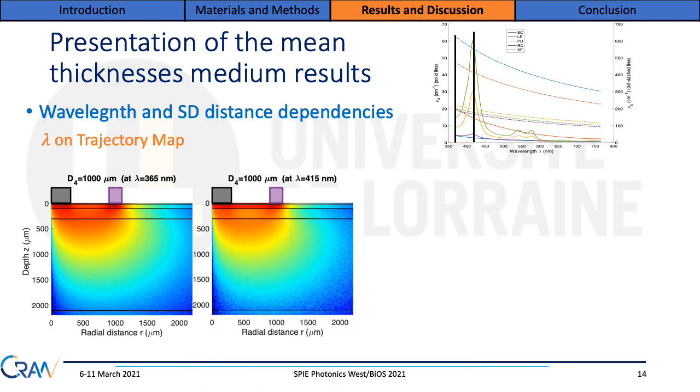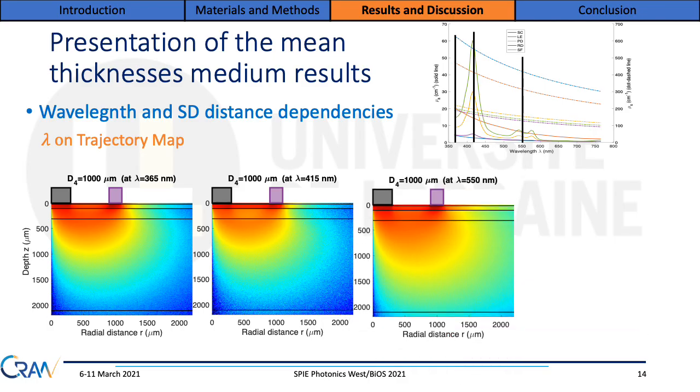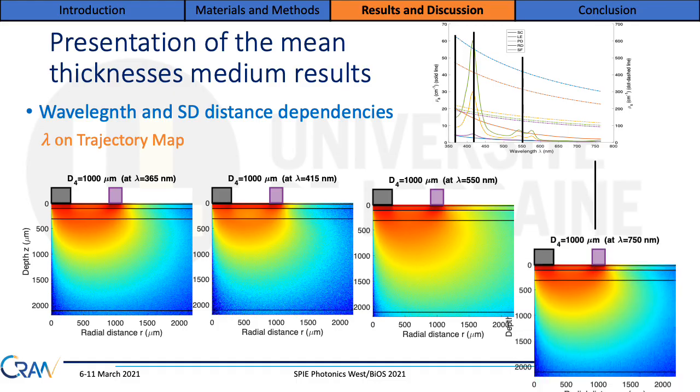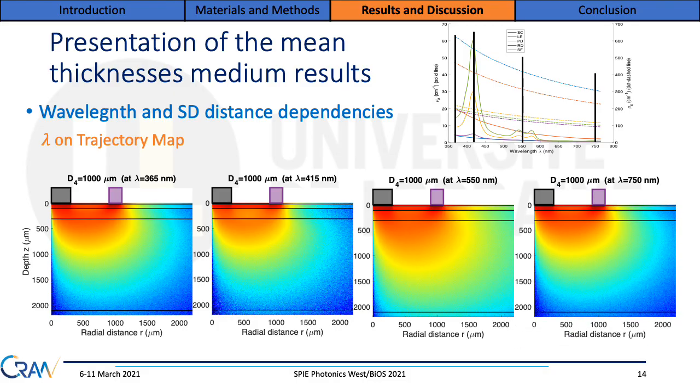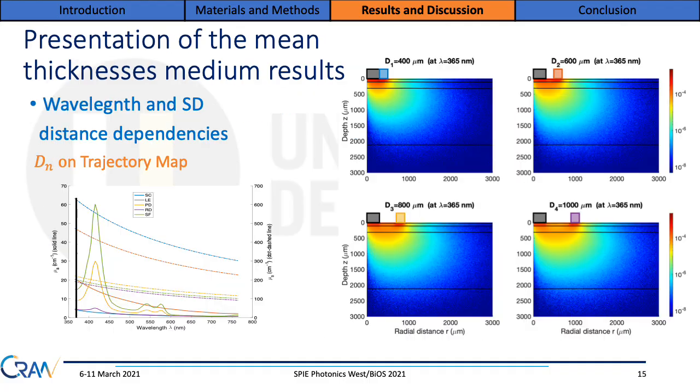The trajectory maps illustrate the impact of wavelength on penetration of the detected photons when the source-detector distance is fixed at 1000 micrometers. One can notice that the strong absorption capacity of hemoglobin at 450 nanometers is responsible for superficial trajectories, whereas the lower optical opacity at 550 nanometers allows for deeper ones. Concerning the source-to-detector distance impact, we can notice that greater distances are associated with deeper trajectories. Also, we can observe the typical path between source fiber and detection fiber called banana shape.